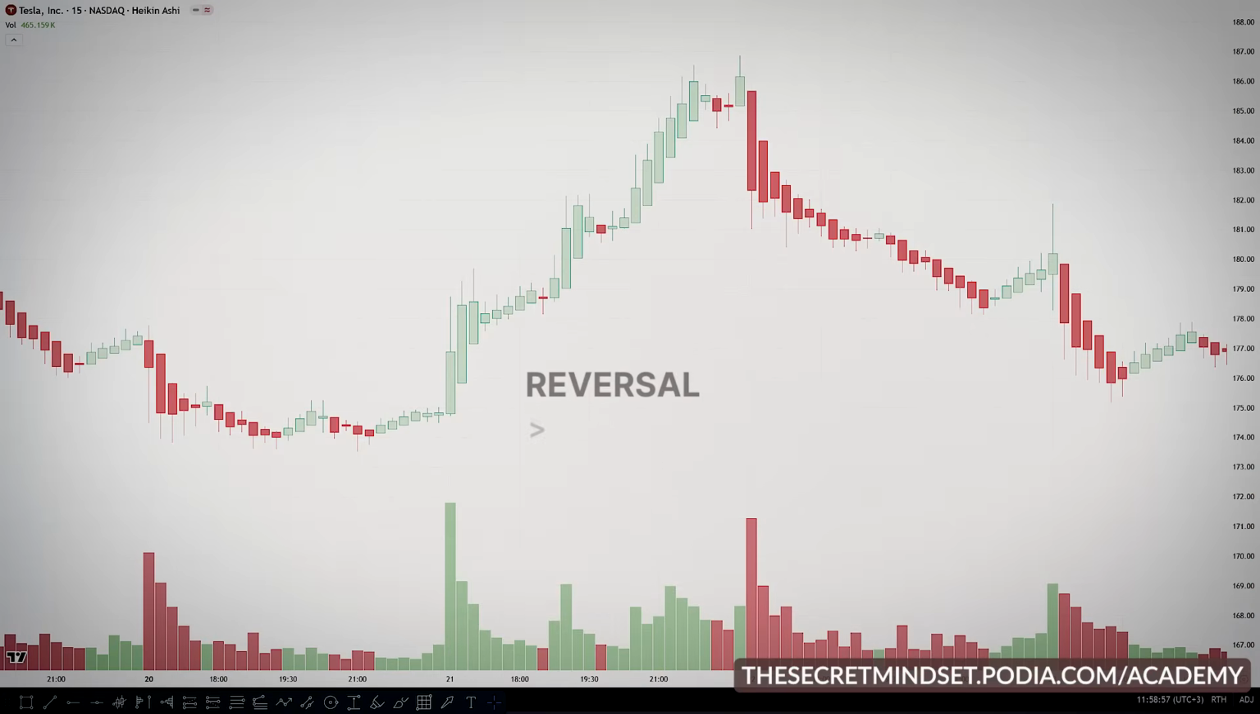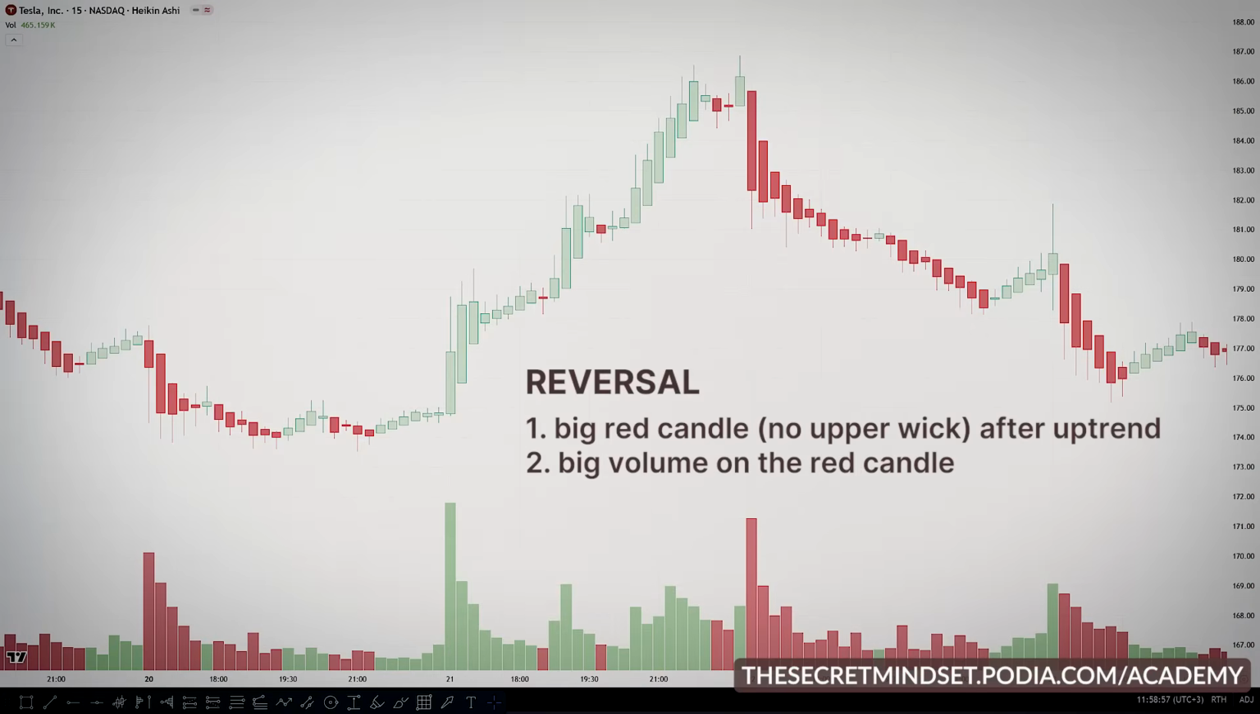Then watch for reversals. Heikin Ashi candles change color at turning points. If you see a red candle after many green ones, it might be a reversal. But don't jump in yet. Check the volume. A spike in volume on that red candle adds weight to the reversal signal.